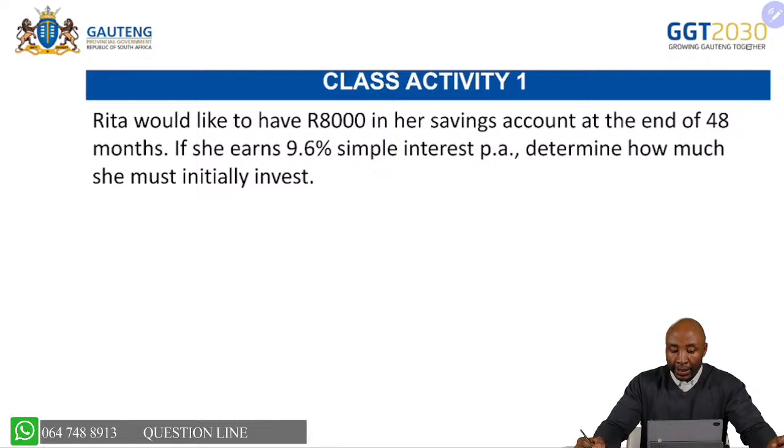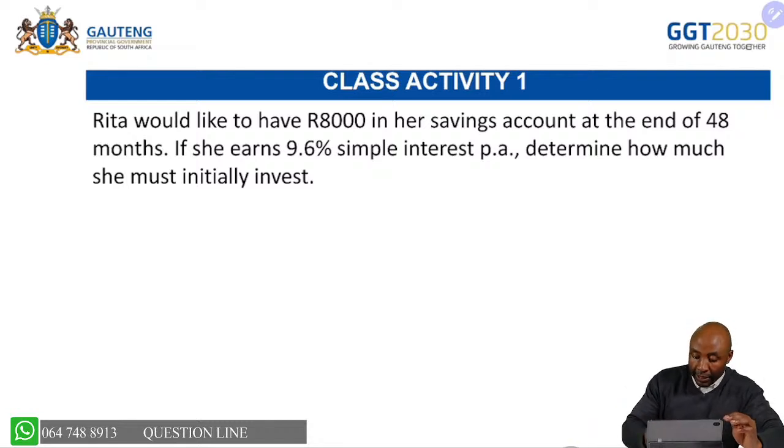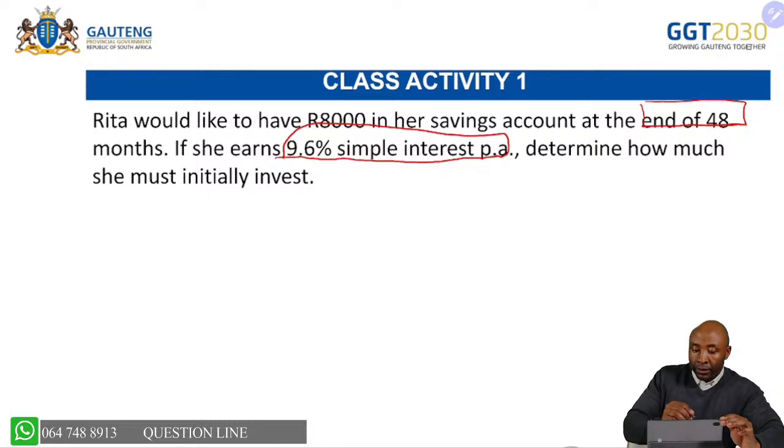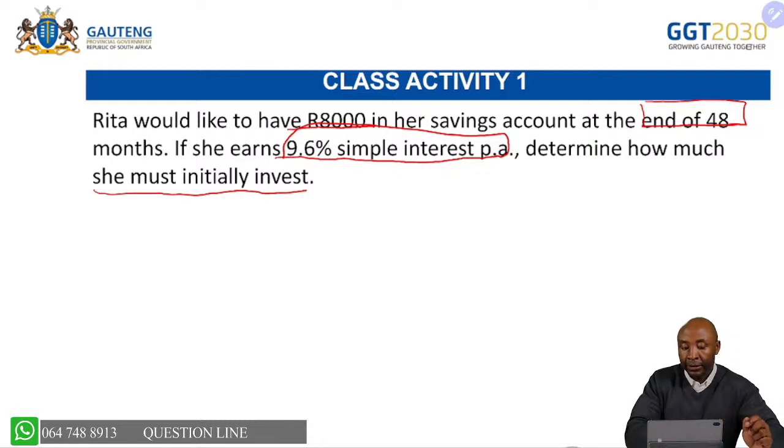You'll realize that Rita wants to have 8,000 in her savings account at the end of 48 months. If she earns 9.6% simple interest, these are the keywords that you must get. Look at this, 9.6, at the end of 48 months. You must underline the keywords. That's our principal amount. How much? Determine how much must she initially invest.